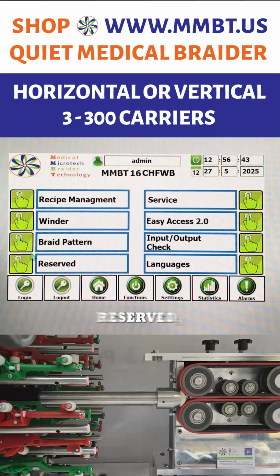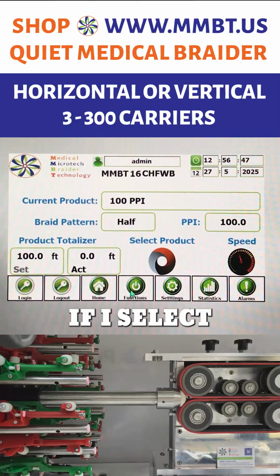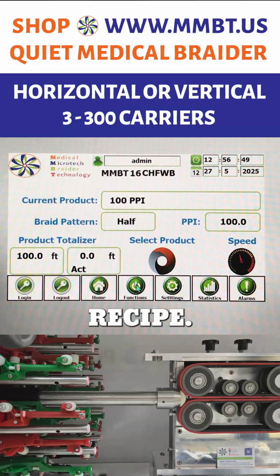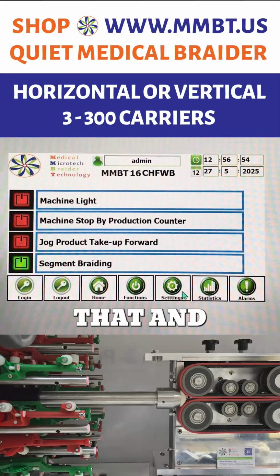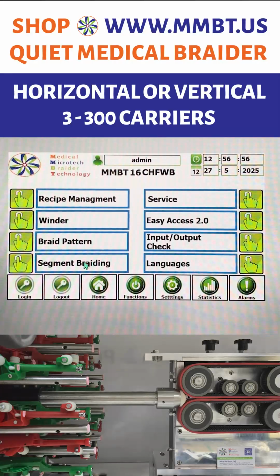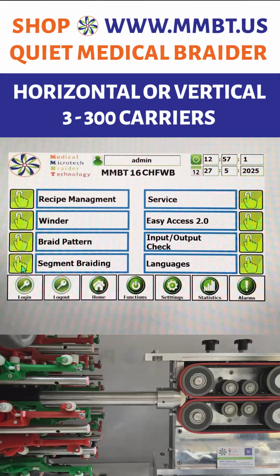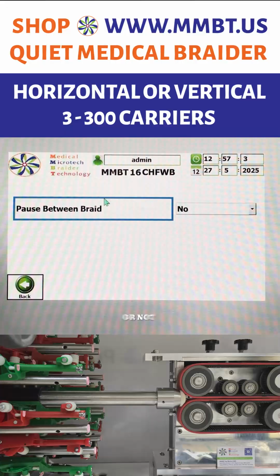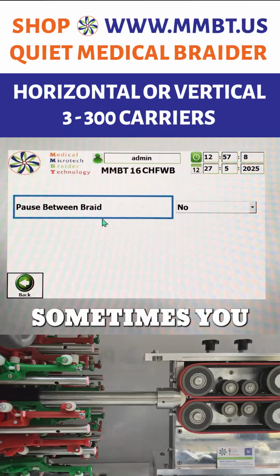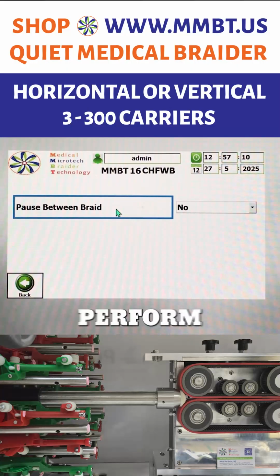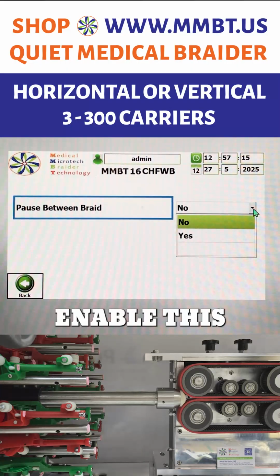Now I mentioned that this reserved button changes. That's based on whether this is a regular recipe or if I want to do segmented recipes. If I click that and I go to this next page, now you see there's another selection for segmented braiding. This toggles on and off whether or not I want to pause between each segment as I'm braiding. Sometimes you might want to perform an operation in between braid segments, then you would enable this to yes.